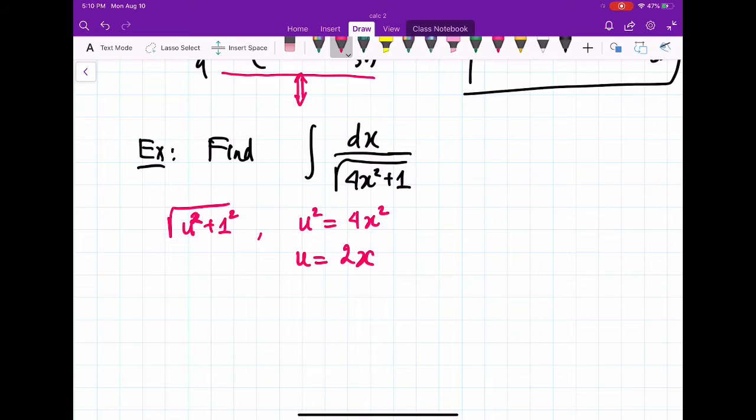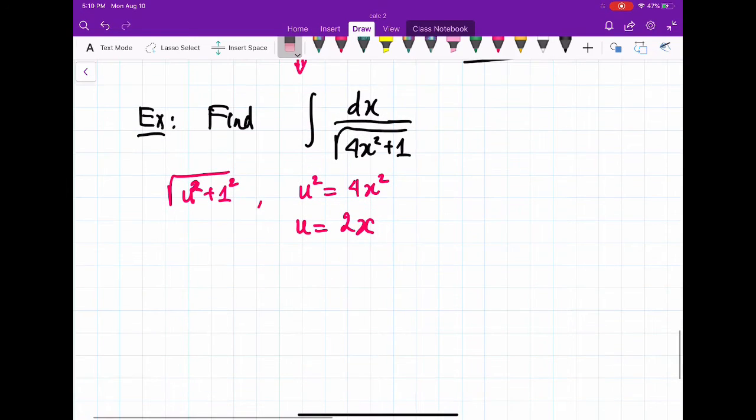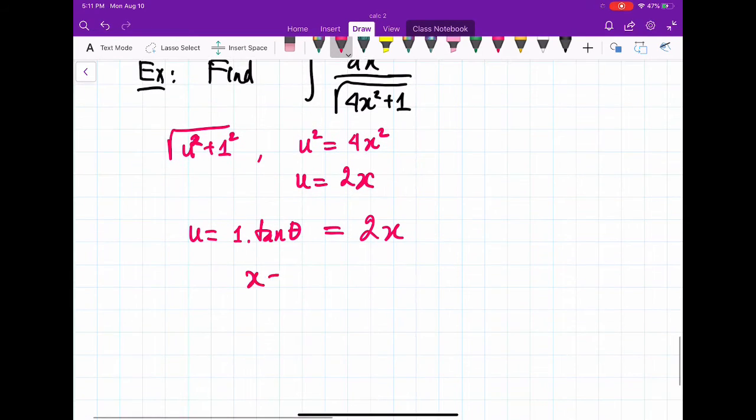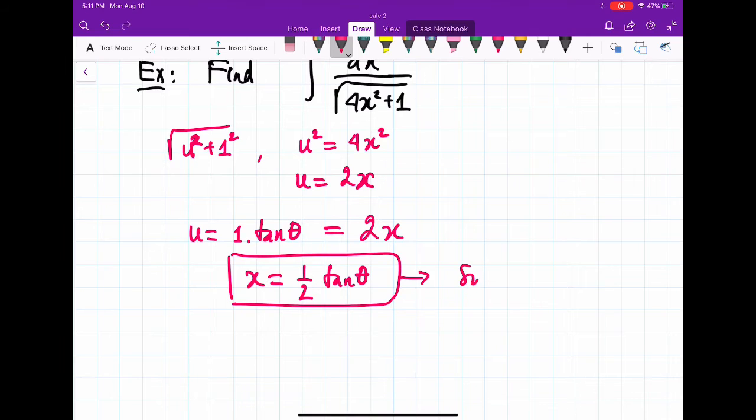And for such form, we know we need to do the substitution u equal to 1 times tangent of theta, right? Because a is 1 in this case. So that is 2x. You see that? From here I have x equal to 1/2 tangent of theta. And that is our substitution.